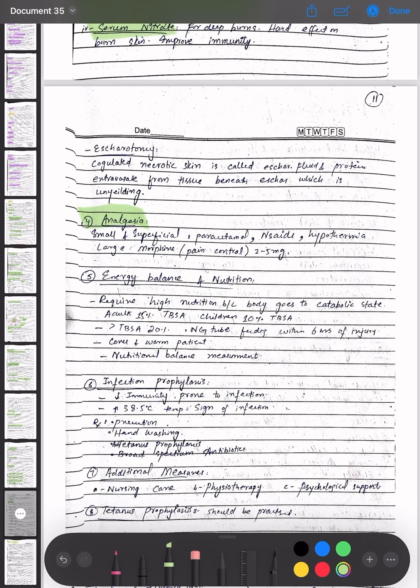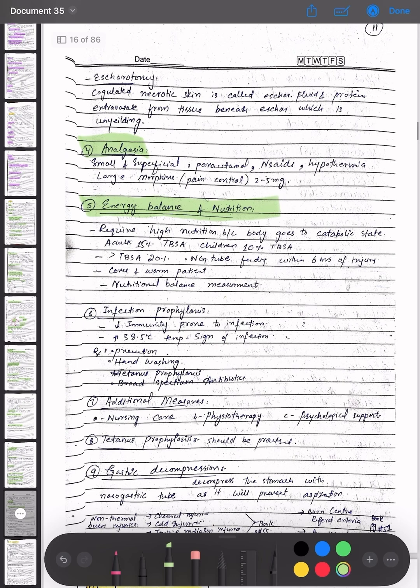For energy balance and nutrition, high nutrition is required because the body goes into a catabolic state. This applies in adults with 15% total body surface area, and in children with 10% total body surface area. Greater than 20% total body surface area, NG tube feeding within 6 hours of injury is given. Cover and warm the patient and measure nutritional balance. Now for infection prophylaxis: there is decreased immunity and the patient is prone to infection, and a temperature of 38.5 degrees C gives us the sign of infection.